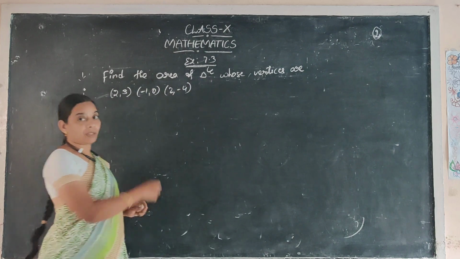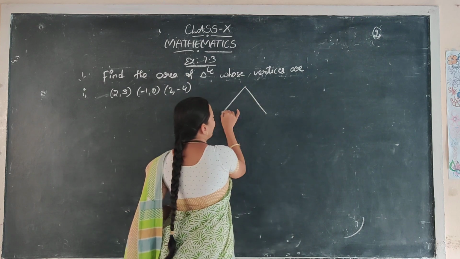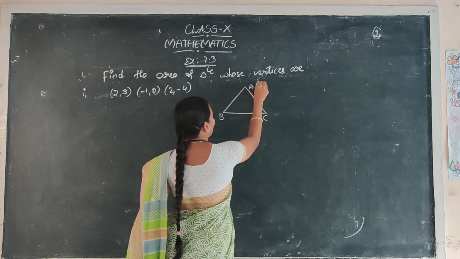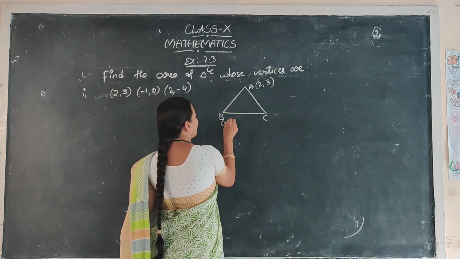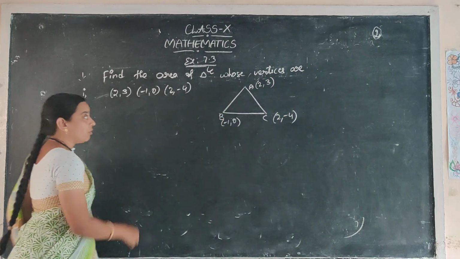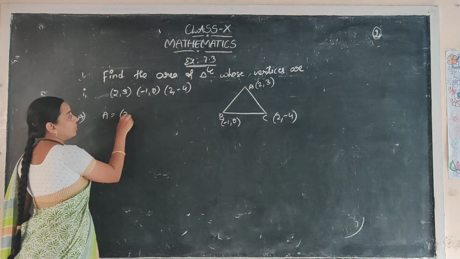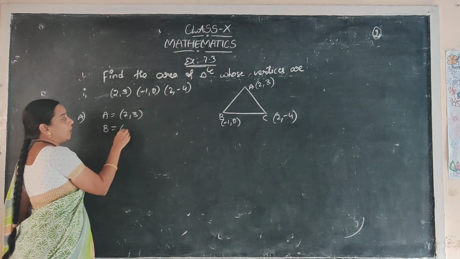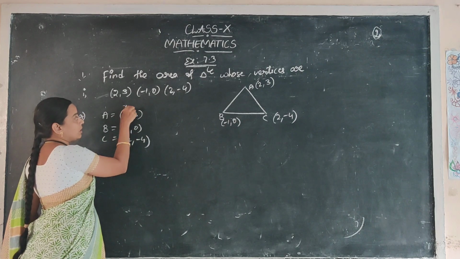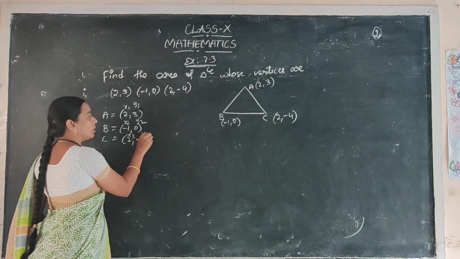Already in the previous class, yesterday's class, I explained the area of a triangle formula. First of all, draw a triangle that will be marked as ABC. The first point is the coordinates of A, the second one is the coordinates of B, and the third one is the coordinates of C. So A is equal to (2, 3), B is (-1, 0), C is (2, -4). Now this is x1, y1, x2, y2, x3, y3.